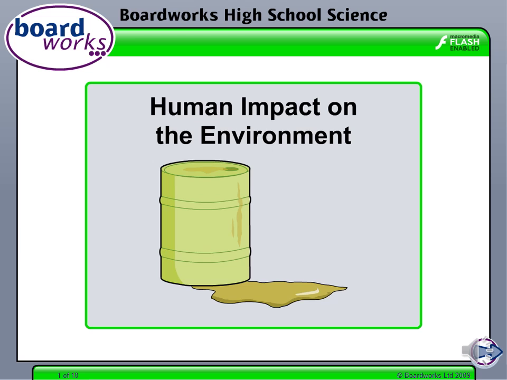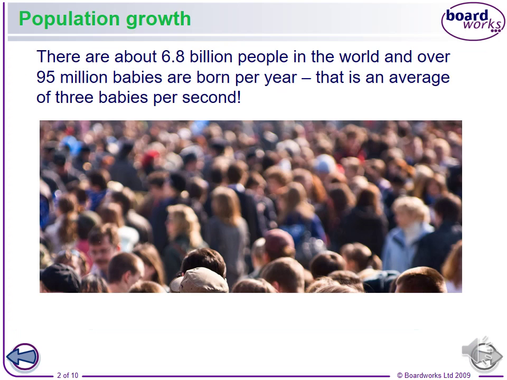This kind of covers lessons 26 and 27 about the human impact on the environment. All right, so you have population growth with 6 to 8 billion people in the world, 95 million babies a year, and this number is probably a little off now, but that's an average of 3 babies per second. I believe in one of your discussion questions, it touches on this.